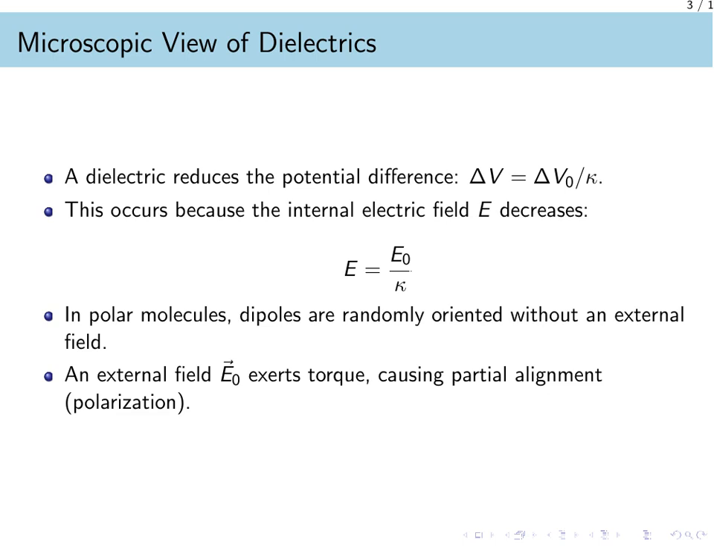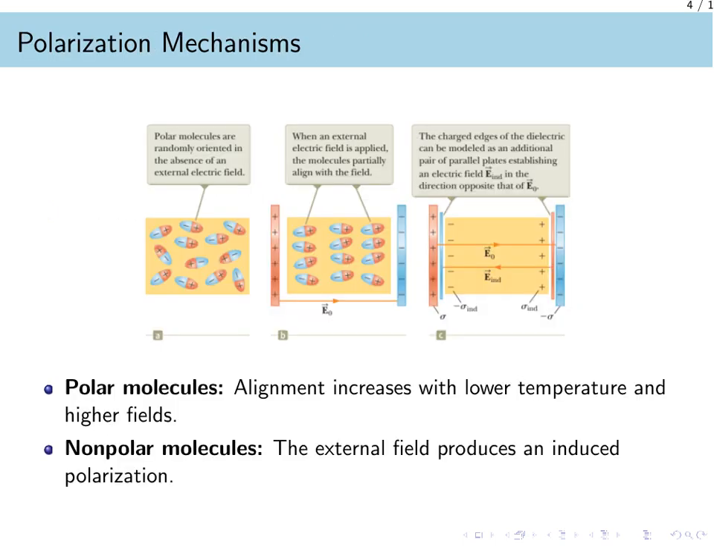To understand why this happens, consider a dielectric made of polar molecules. Without an external electric field, these molecules, which act as tiny dipoles, are randomly oriented. However, when we apply an external electric field, it exerts a torque on these dipoles. This torque causes the molecules to partially align with the field, a process known as polarization. Let us visualize these polarization mechanisms. Initially, polar molecules are randomly oriented in the absence of an external electric field.